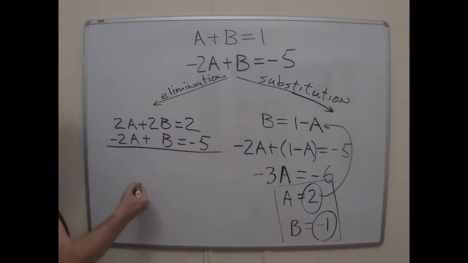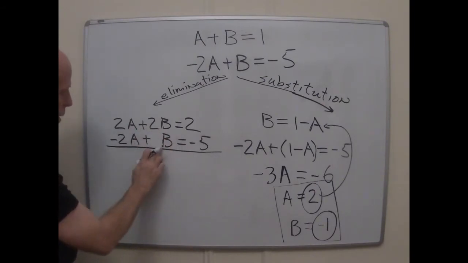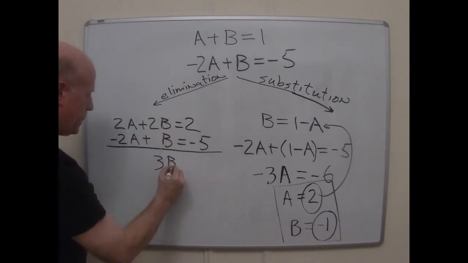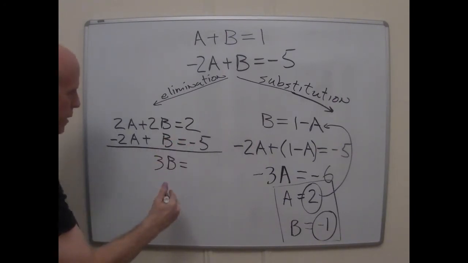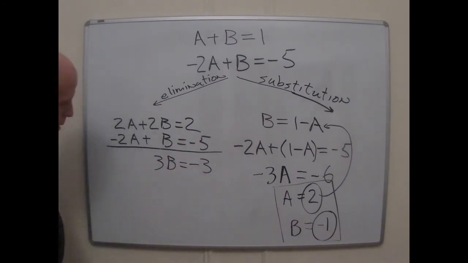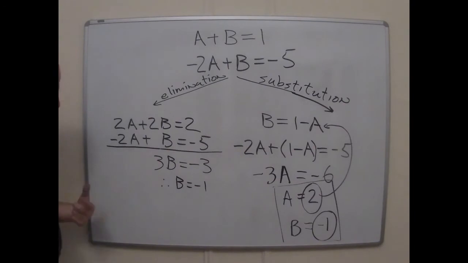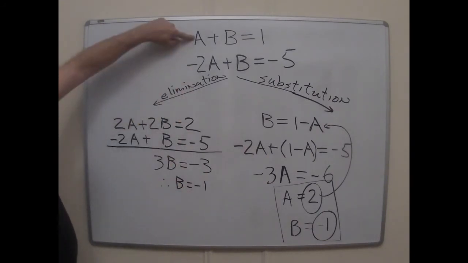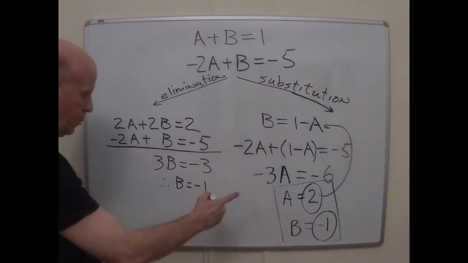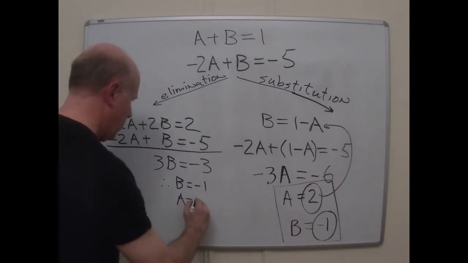Let's just add the equations now. 2a and minus 2a is, by design, gone. 2b and b, that's a 3b. And what do you get when you add 2 and minus 5? That's minus 3. And you can probably spot from that, b is negative 1, just like we got in the other method. And like before, once you know one of the variables, the other one is just going to fall right out. You can pick whatever thing you want. I probably would go back to the original equation. A plus b is supposed to be equal to 1. So if b is minus 1, a's got to be 2.